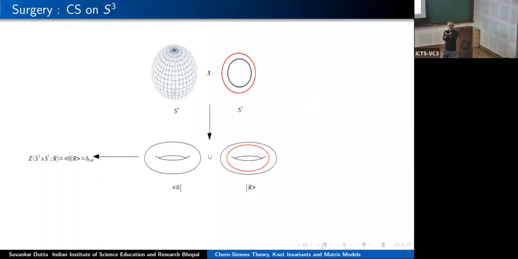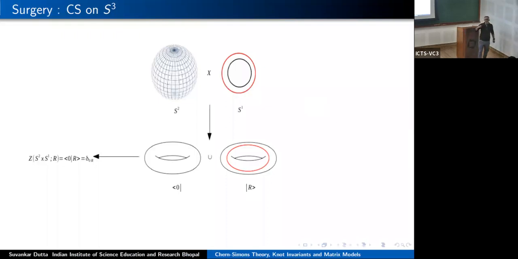S3 is R3 with a point at infinity identified. You scoop out a solid torus from S3 and take that out. So you have this solid torus scooped out, and then the remaining manifold, what is that? That remaining manifold is again a solid torus. But there is a difference.